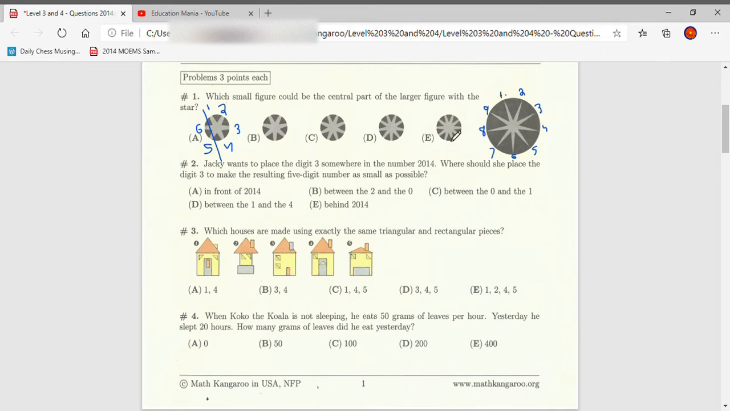So that's not it. 1, 2, 3, 4, 5, 6, 7. Not it. 1, 2, 3, 4, 5, 6, 7, 8. Also not it. 1, 2, 3, 4, 5, 6, 7, 8, 9. So the answer would be D.